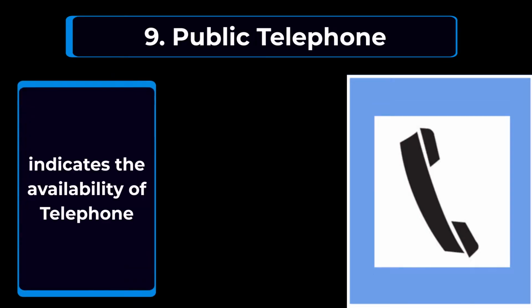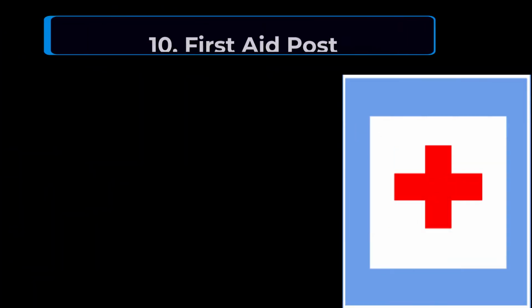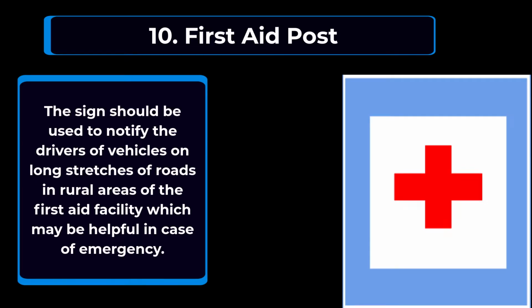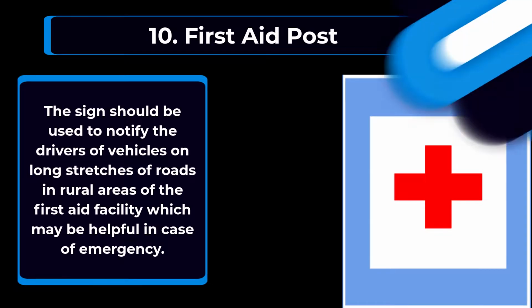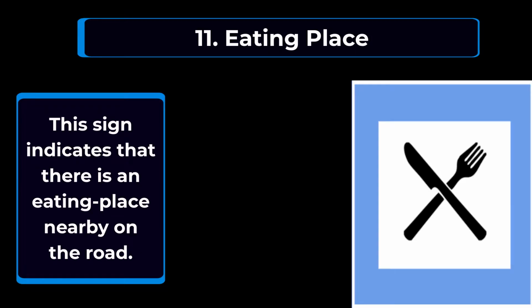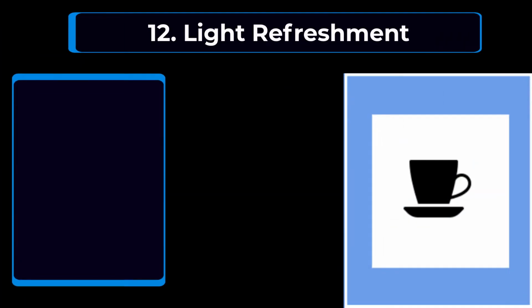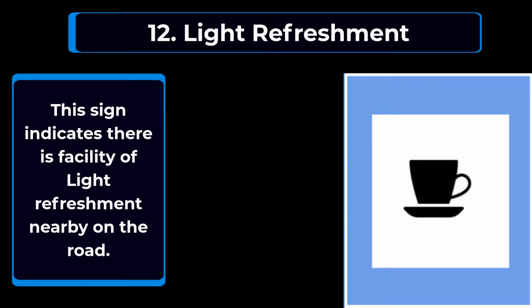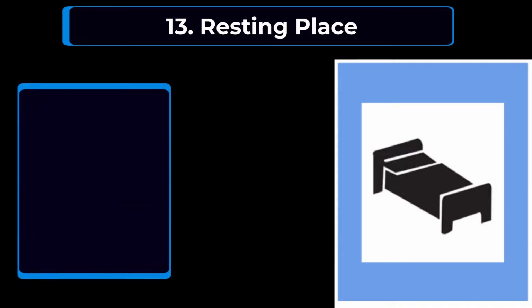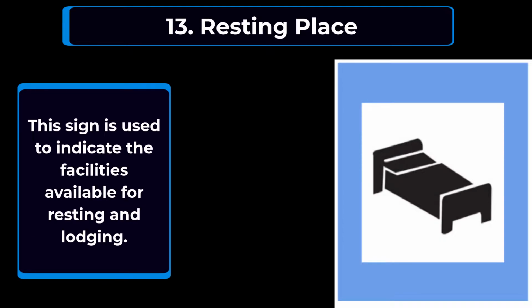9. Public telephone. This sign indicates the availability of a telephone near the road. 10. First aid post. The sign should be used to notify the drivers of vehicles on long stretches of roads in rural areas of the first aid facility, which may be helpful in case of emergency. 11. Eating place. This sign indicates that there is an eating place nearby on the road. 12. Light refreshment. This sign indicates there is a facility of light refreshment nearby on the road. 13. Resting place. This sign is used to indicate the facilities available for resting and lodging.